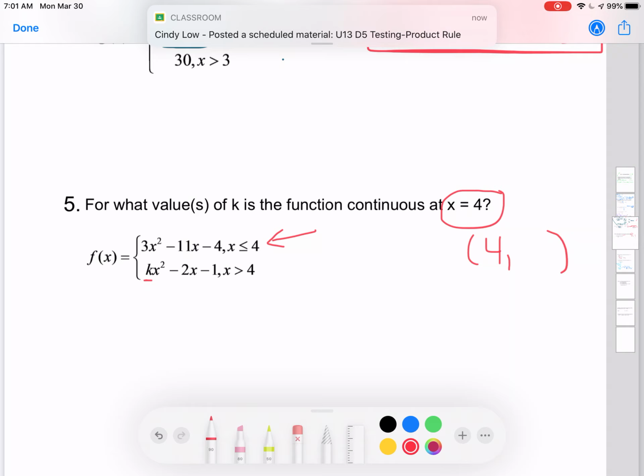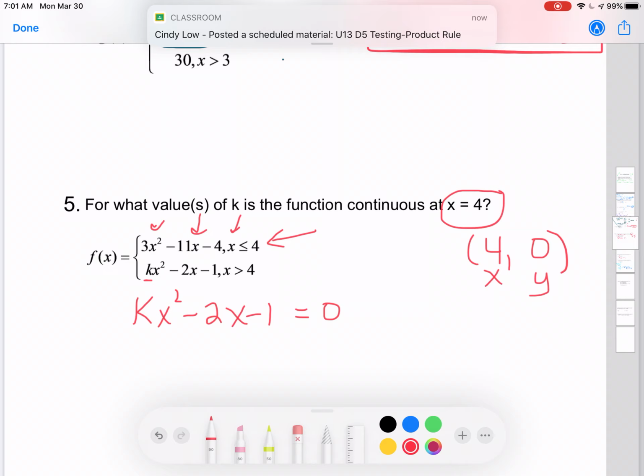All right, so let's plug in 4 to the top piece. Plug in 4 every place you see an X, and we wind up with 0. So this is your X and this is your Y. Now you go down to the piece with the K: kx squared minus 2x minus 1. Remember, that's my Y. I want that to be equal to 0.